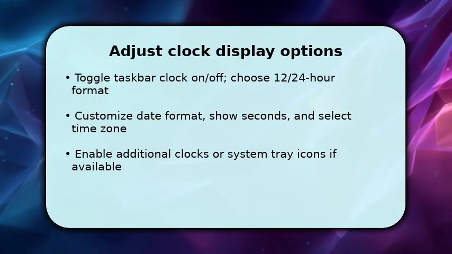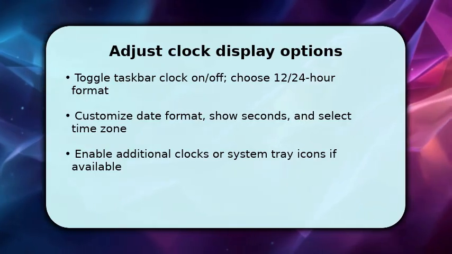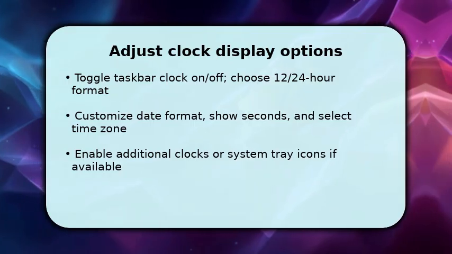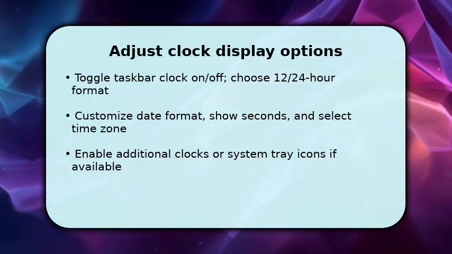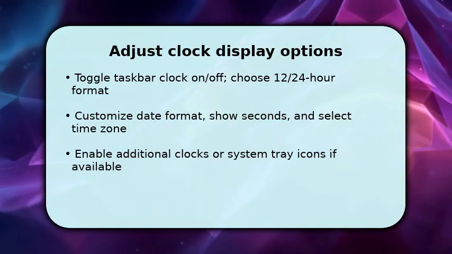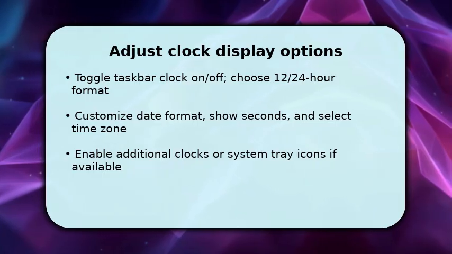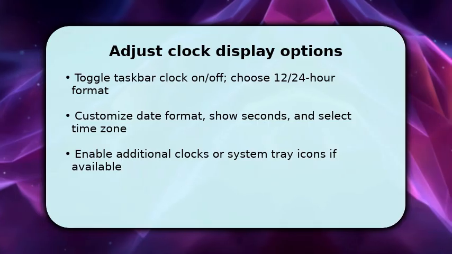Now you change how the clock looks and behaves. In taskbar settings, toggle the clock visibility and pick 12-hour or 24-hour format so the display matches your preference. Then open Date and Time to set the time zone and optionally enable showing seconds for greater precision. If you want multiple time zones, add additional clocks. If the tray icon is hidden, enable it so the time is always visible.